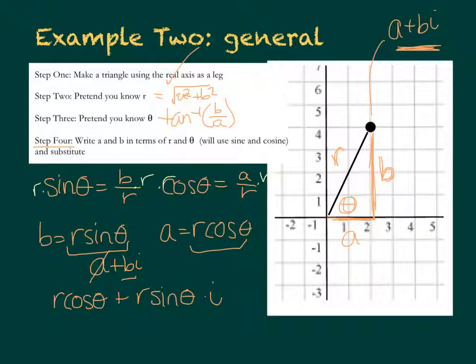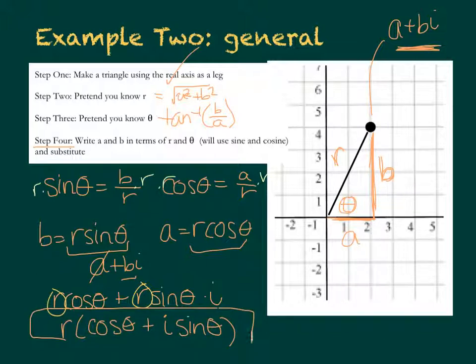Now to make this a little bit nicer, we factor out the r. So you have r, parentheses, cosine theta, and then just for convention, we usually put the i first, sine theta. And this is actually our formula. So you don't have to go through the whole draw the triangle, find the cosine, find the sine every single time. You can just jump right into using this formula.